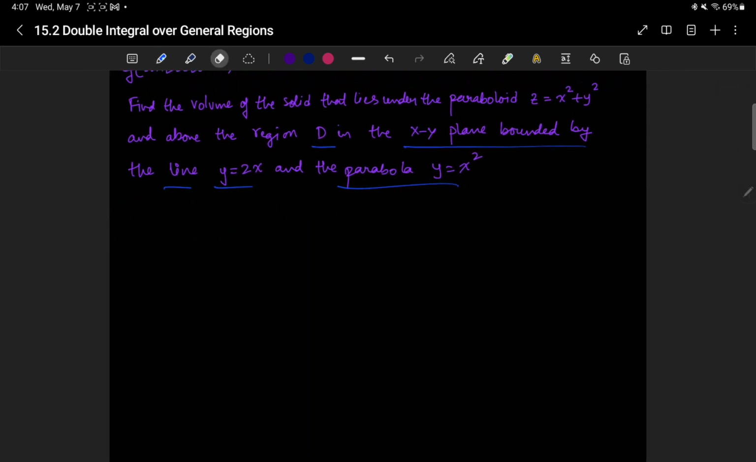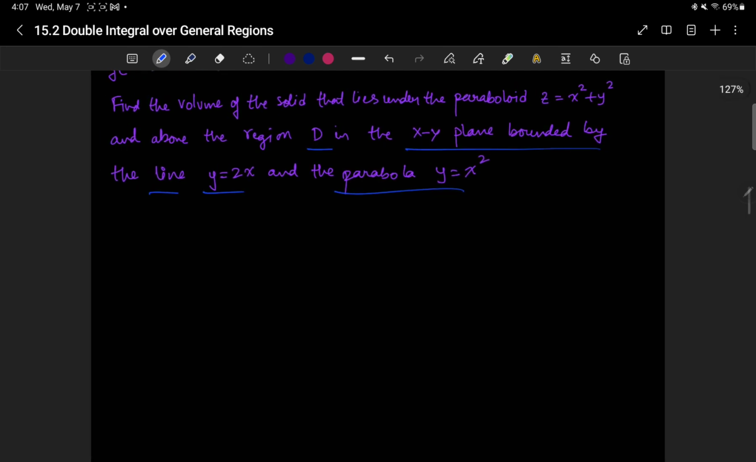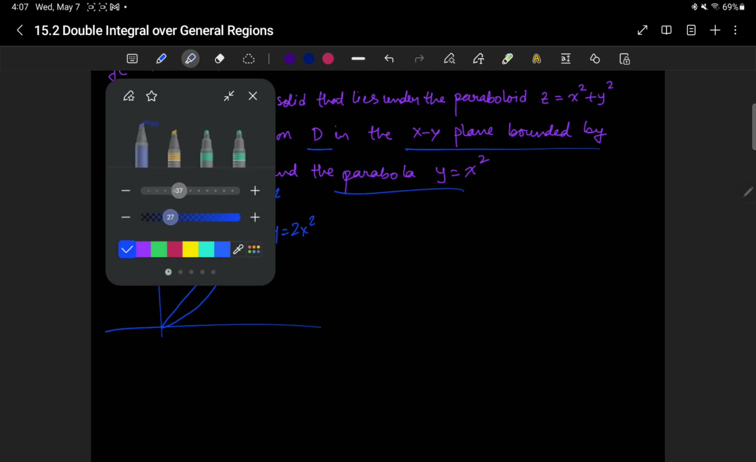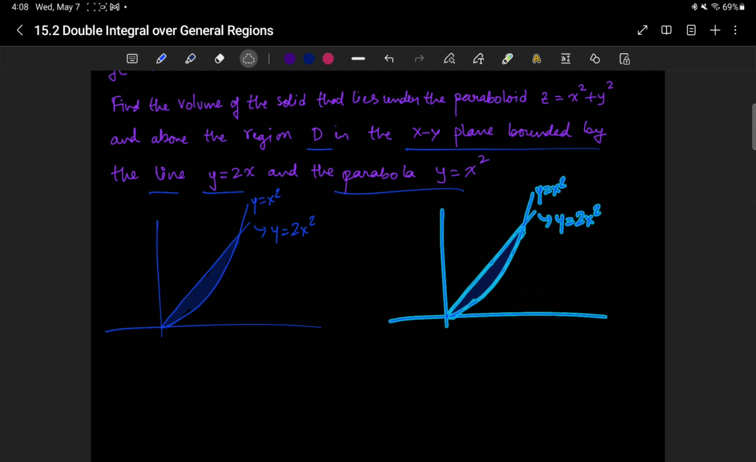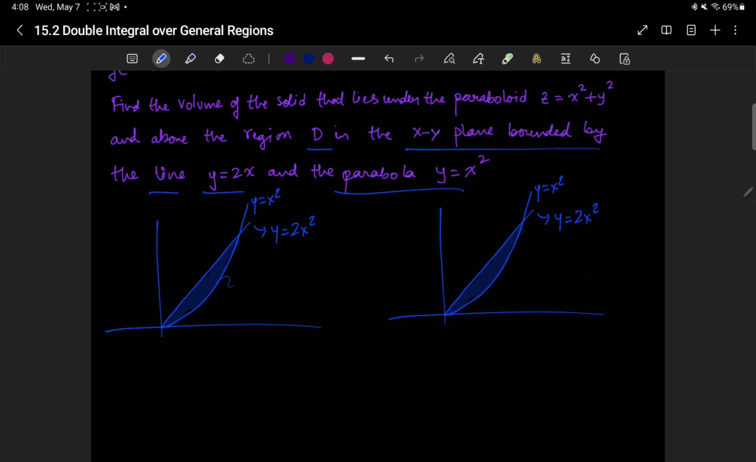So let me set up both of these. My region is bounded by y equals x squared and y equals 2x. I can take this region and set it up as going vertically, and I can also set it up as going horizontally.